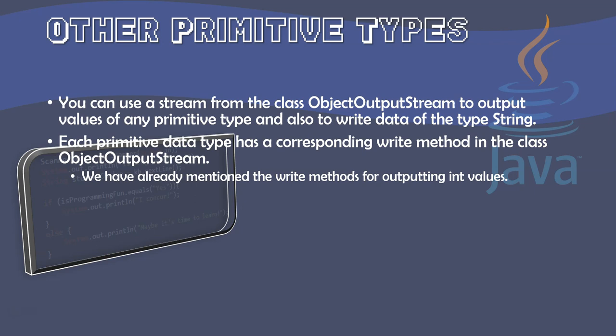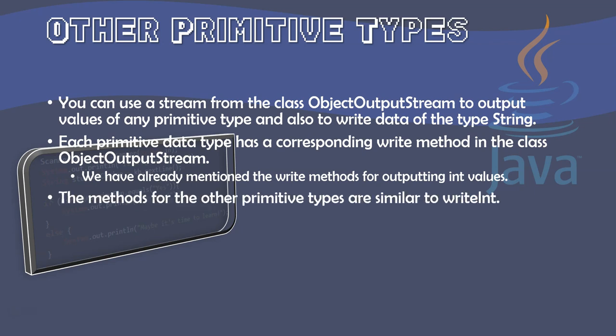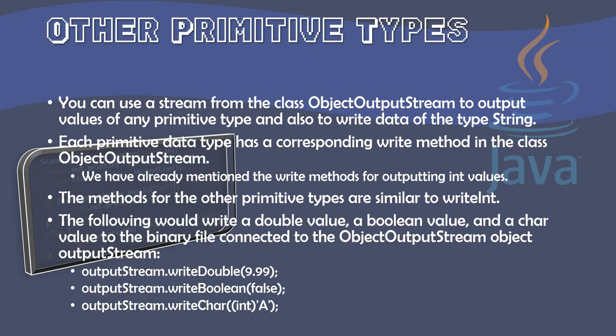And of course, we've already looked at writeInt for integer values. And if we want to do something similar, well, guess what? We have corresponding methods for those. So, for example, a double, a boolean, and a char are going to have corresponding values such as below. outputStream.writeDouble(9.99), outputStream.writeBoolean(false), outputStream.writeChar((int)'a'). And you'll notice there's something a little different here. We have an int cast in here. Why is that? Well, let's take a look at that.